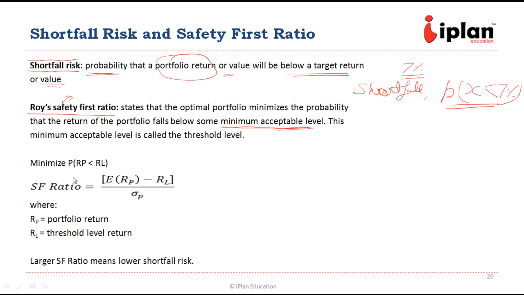So the formula for safety first ratio is return of your portfolio minus a minimum acceptable level divided by the standard deviation of the return of the portfolio. So this ratio basically indicates the shortfall risk.